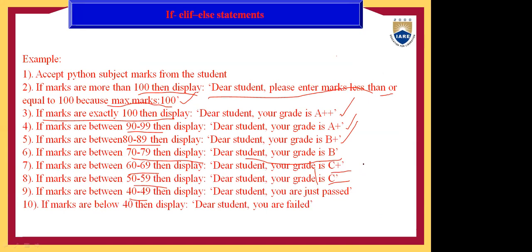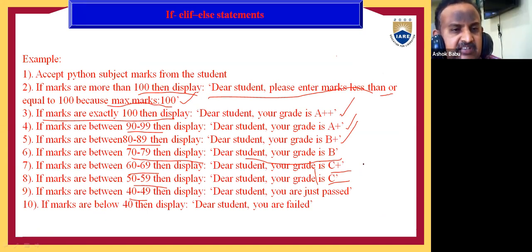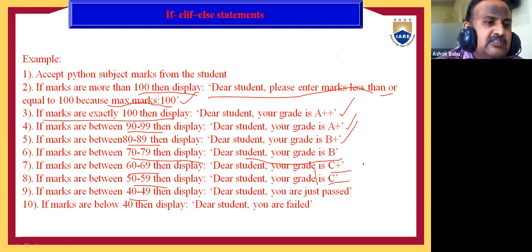Here, depending upon marks, we need to display the grade of a particular subject. Let us assume a subject as a Python subject. For the Python subject, we need to display the grade. Here we are displaying the grade for a single subject. If you know how to display the grades of a single subject, similarly we can extend to all subjects. First of all, we need to accept the subject marks from the student.